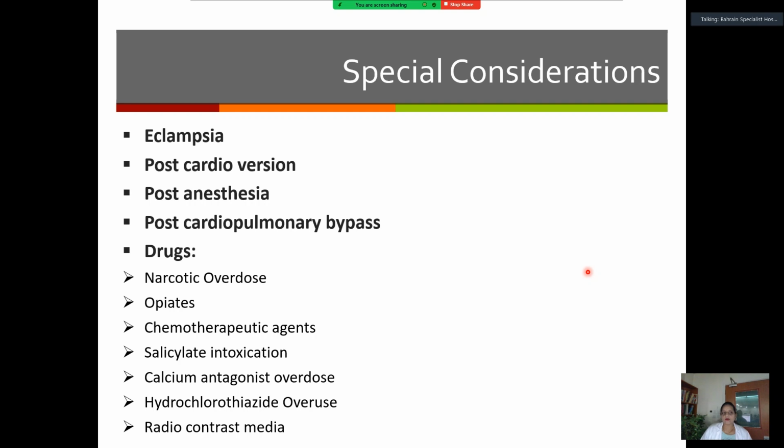Special considerations causing pulmonary edema are eclampsia, post-cardioversion, post-anesthesia, post-cardiopulmonary bypass, drugs like narcotic overdose, opioids, chemotherapeutic agents, salicylate intoxication, calcium antagonist overdose, hydrochlorothiazide overuse, radiocontrast media.